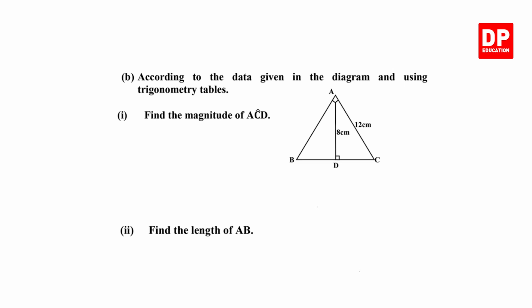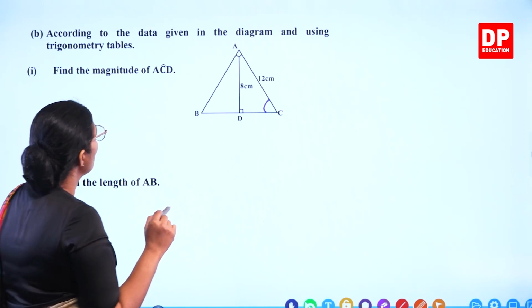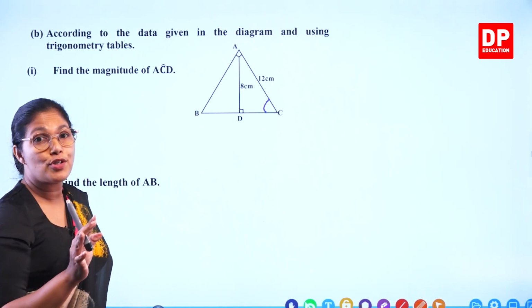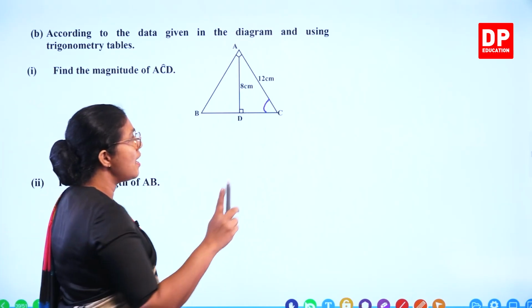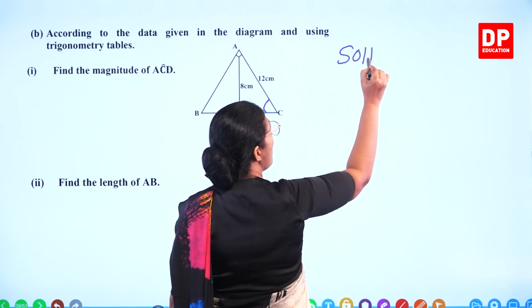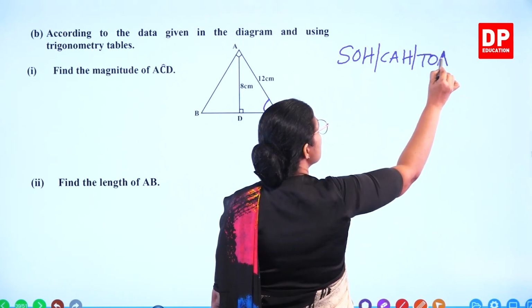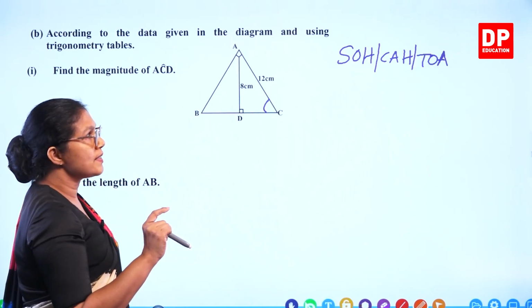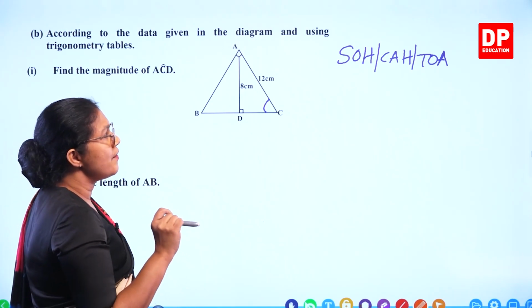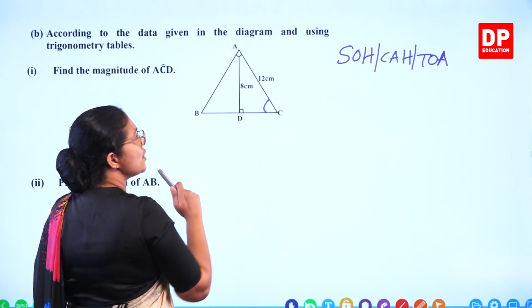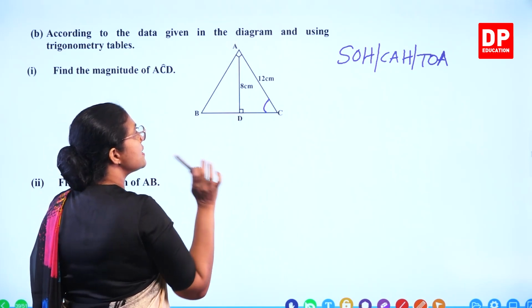According to the data given in the diagram and using trigonometry tables, find the magnitude of ACD, this angle. Now we are going to find this angle. Opposite is given and hypotenuse. So this is a right angle triangle. You can use the trigonometric ratios. So CAHTOA, can you remember? Sine ratio is opposite over hypotenuse, cosine is adjacent over hypotenuse, and tan ratio is opposite over adjacent. So to this angle, opposite and hypotenuse there. Opposite and hypotenuse is the sine ratio.